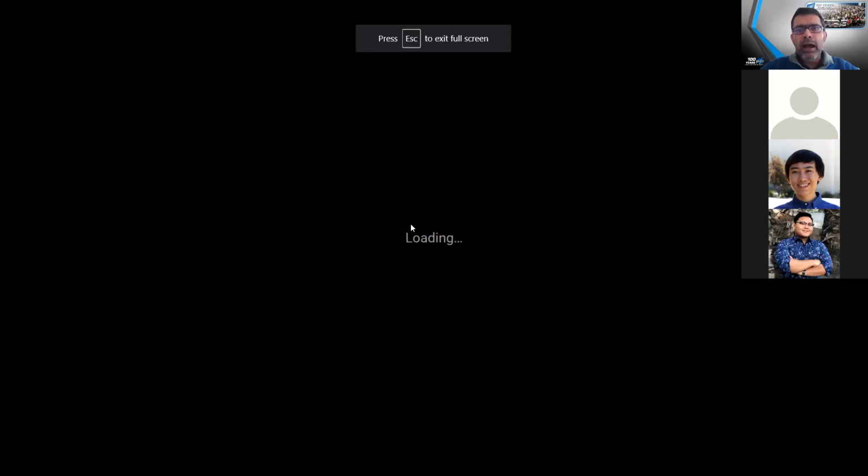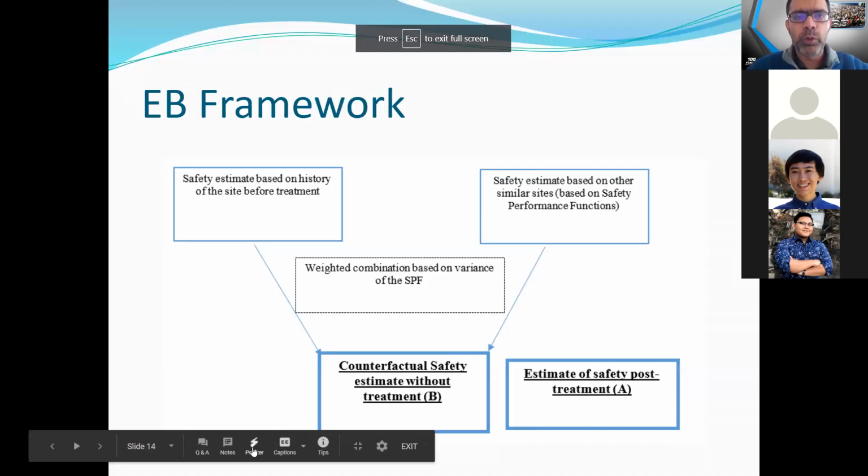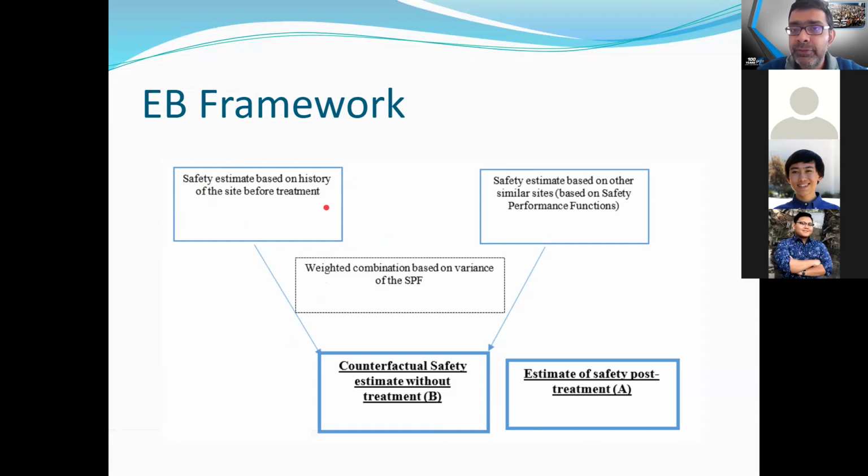Okay. So what I did in the meantime, let me start sharing my screen again, is create the empirical Bayes framework. I said that the safety estimate based on the history of the site before treatment by itself is not enough. But as I said, it's not useless either. So I want to use this, and then the safety estimate based on other similar sites. And this is what comes from safety performance functions. Typically, these safety performance functions would be some negative binomial regression model, where you can plug in the characteristics of your site and get an estimate of how many crashes you were expecting.